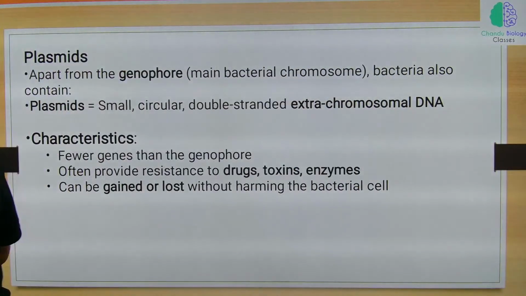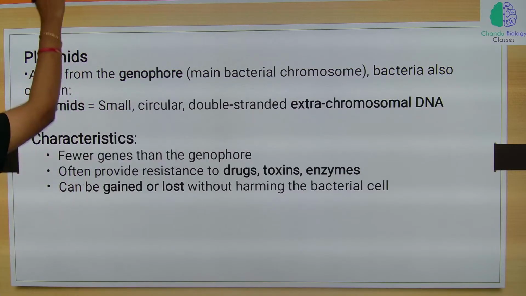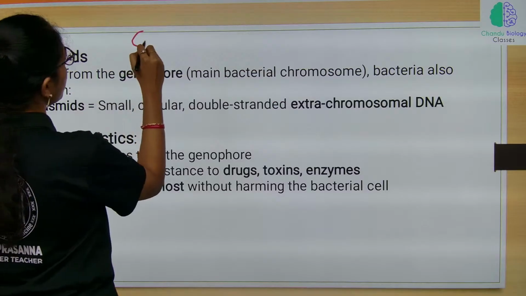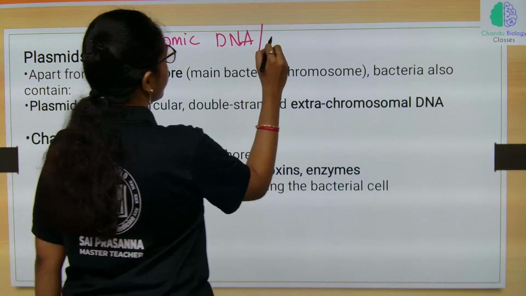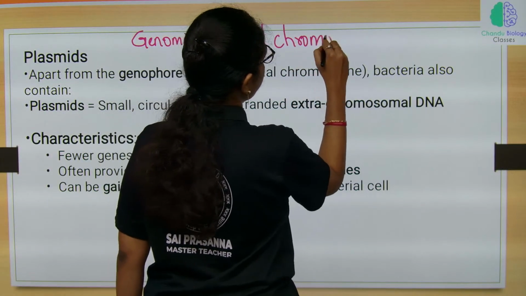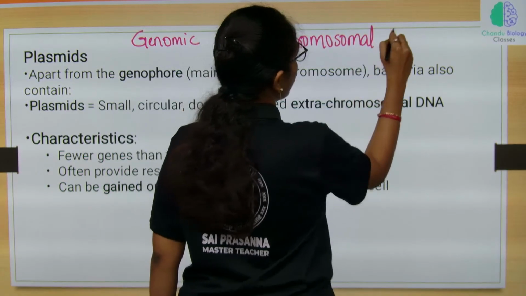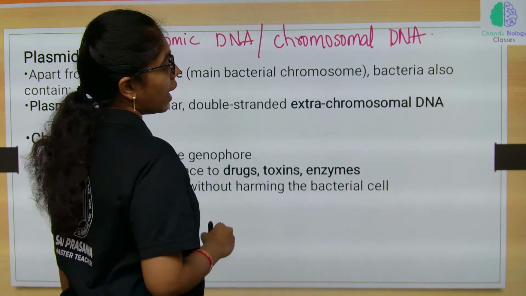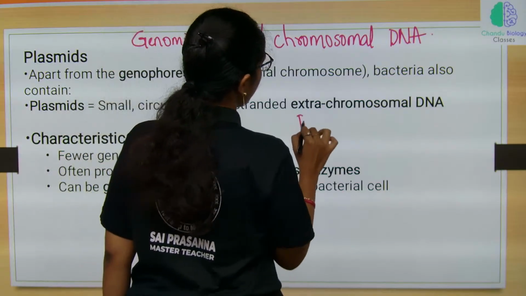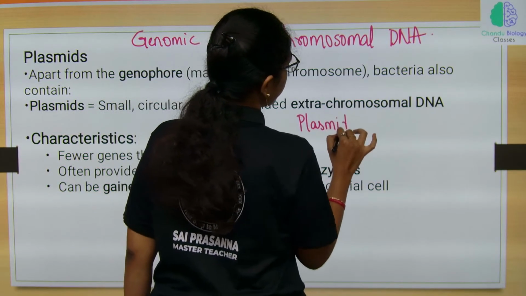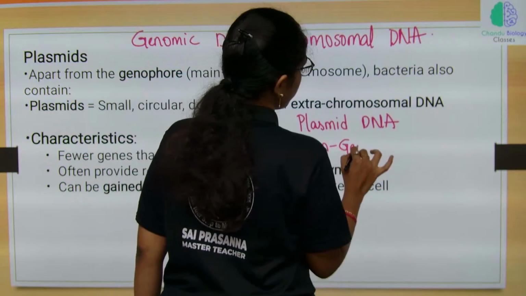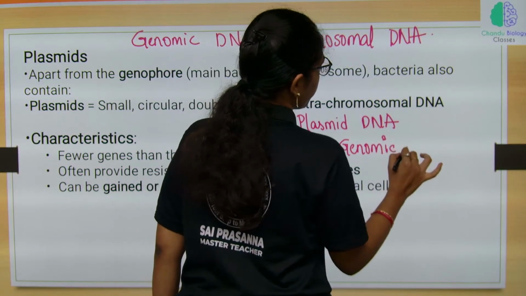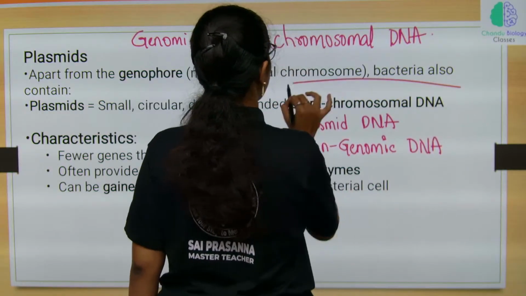For your better understanding, I will write it down. Genophore, bacterial chromosome, genomic DNA or chromosomal DNA is one and the same, and here extra chromosomal DNA, plasmid DNA, non-genomic DNA is one and the same.